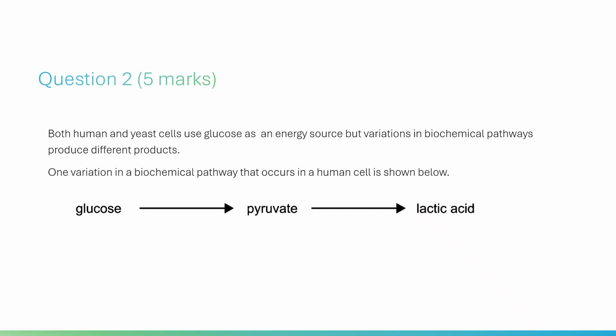Both human and yeast cells use glucose as an energy source, but variations in biochemical pathways produce different products. Point 1: Variation in a biochemical pathway that occurs in a human cell is shown below.